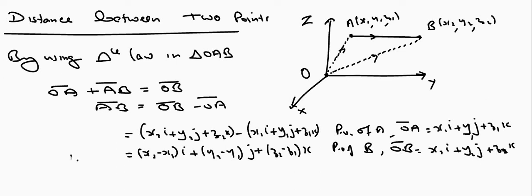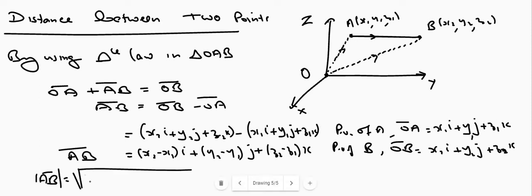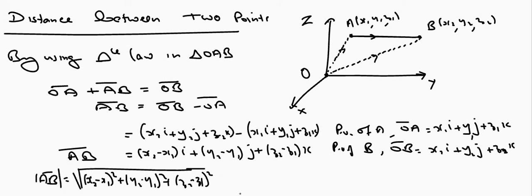This is AB vector. Now we are going to find the distance between A and B, that is the length of the vector AB, the magnitude of AB vector. The magnitude we can find by using the formula: coefficient of i is x2 minus x1 whole square plus y2 minus y1 whole square plus z2 minus z1 whole square, all under root. This one we studied in class 11th, in introduction of 3D geometry, that is distance between any two points x1, y1, z1 and x2, y2, z2 is root of x2 minus x1 square plus y2 minus y1 square plus z2 minus z1 square.